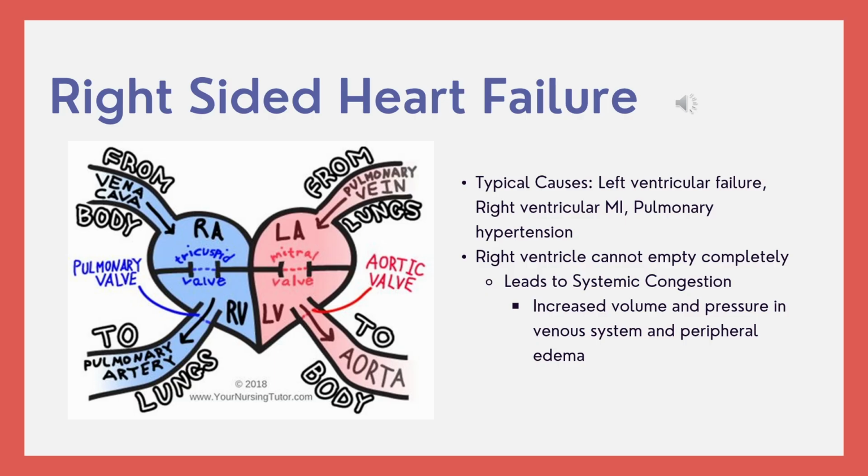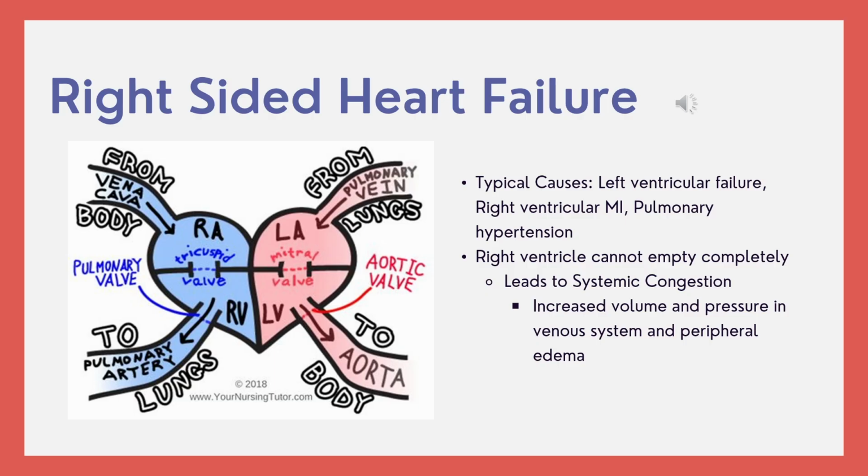So in this condition, the right ventricle can't pump effectively. So it cannot effectively empty out. So that causes a backup of blood into the right atrium and back into the venous system. So this causes increased volume and pressure in the systemic circulation. So because of this, we see things like peripheral edema, mostly in the lower extremities.